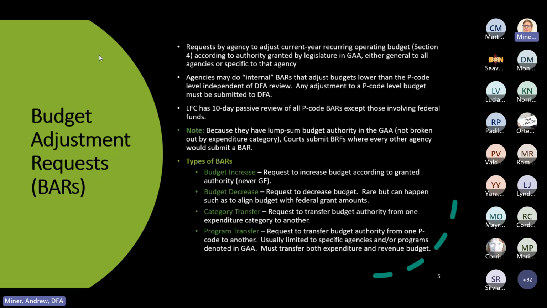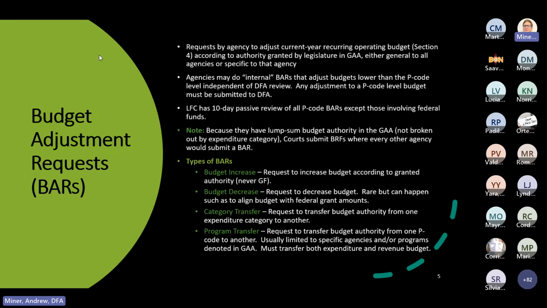passive review of all P code bars except those that are exclusively federal funds. Sometimes, you'll submit a bar that is increasing other state funds and federal funds because it has an other state funds match or something like that. So in that case, it's still subject to the 10-day wait, right? It's only exempt if it is exclusively federal funds.